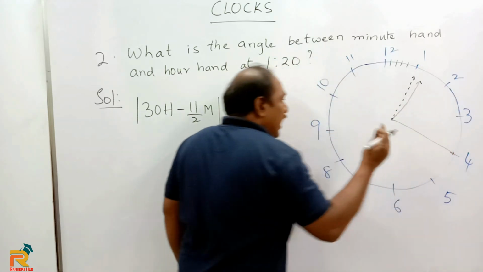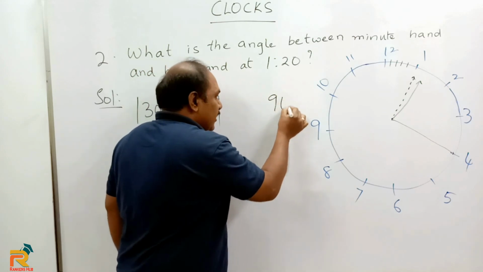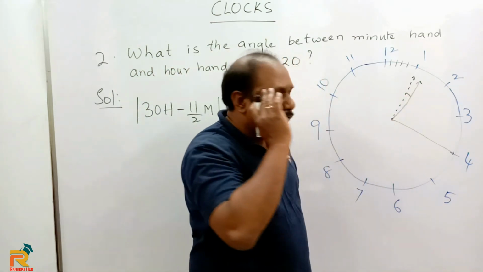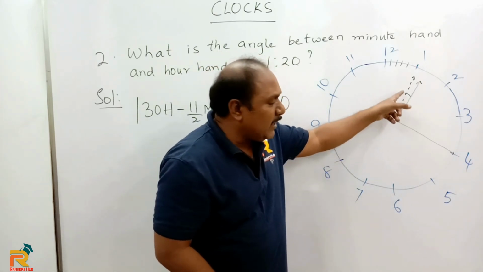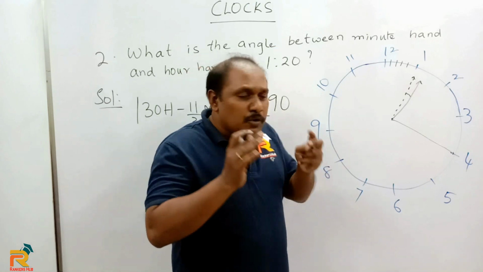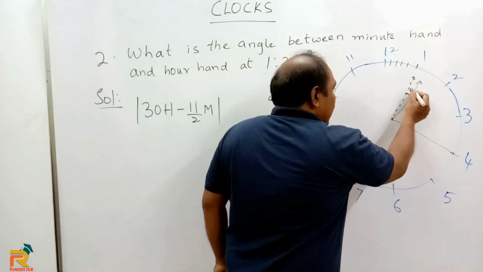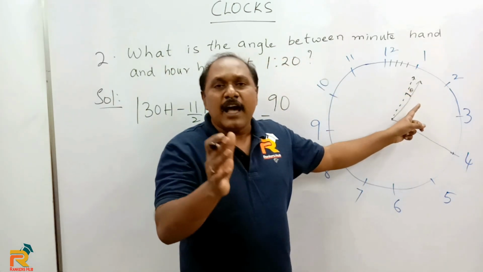1, 2, 3. We have 3 hour spaces. So 3 into 30, it is 90. Minus the angle. This is the angle. Because if you use your common sense, clearly we can see that our angle will be less than 90 degrees. So to get our answer, this is the angle that we need to subtract. And this angle depends upon how many minutes have passed after 1.